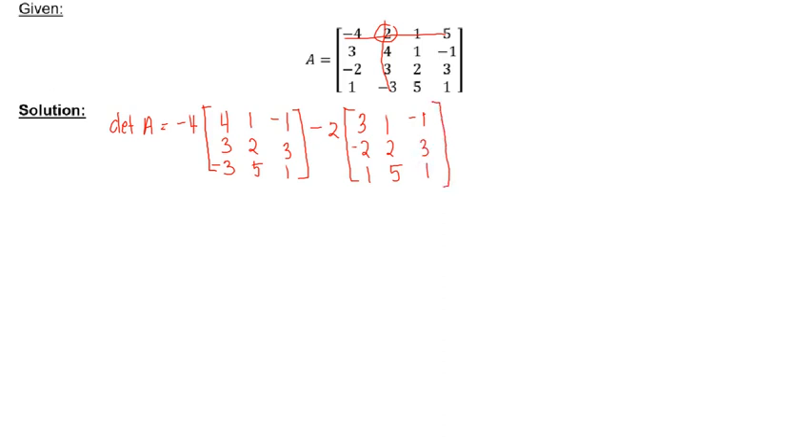Next coefficient, we have 1. So that is plus, minus, plus, minus. So we need to add 1. So if we eliminate the row 1, column 3, what's left over is 3, negative 2, 1, 4, 3, negative 3, negative 1, 3, and 1.